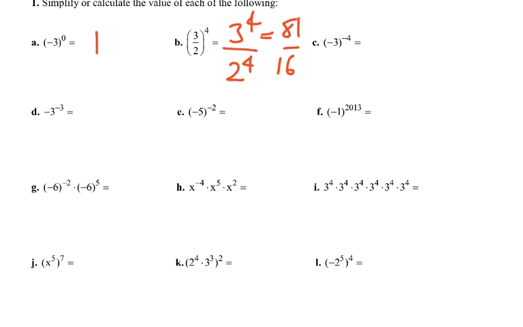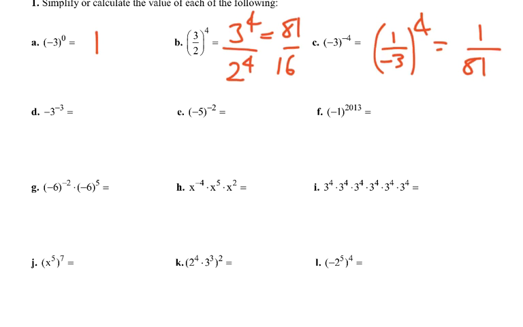Negative 3 to the negative 4. So I'm going to apply then first the negative sign. So 1 over negative 3 to the power of 4. And then negative 3 to the power of 4 is going to give me 81. So 1 over 81.